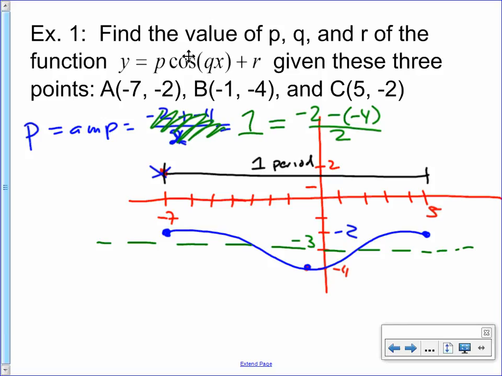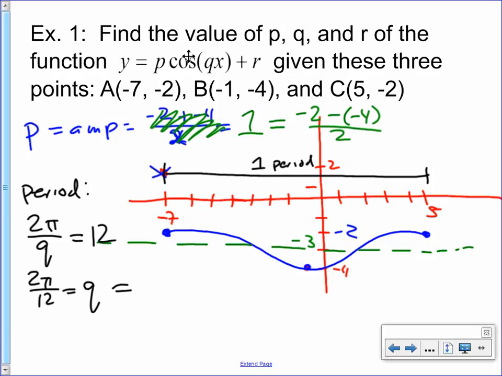How long is that? It's 12. So to find the period, 2 pi divided by q is equal to 12. To solve for q, multiply by q and then divide by 12. So 2 pi divided by 12 is equal to q, which is pi over 6. So there's q. P is 1. Got that? All right.